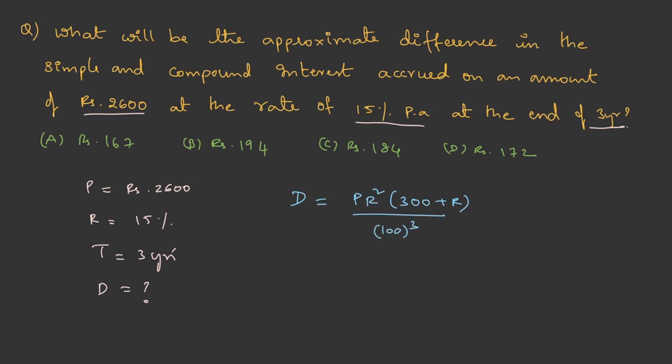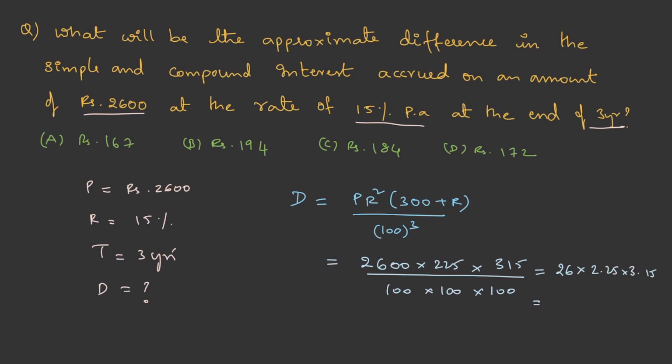And we already know for 3 years the difference is PR square into (300 plus R) by 100 cube. In this, let me substitute. This is 2600, R square, that is 15 square, that will be 225, into 300 plus R, 300 plus 15, that is 315, divided by 100 cube. So 100 into 100 into 100. So this is 26 into 2.25 into 3.15. This is 184.275. So approximately this is rupees 184.